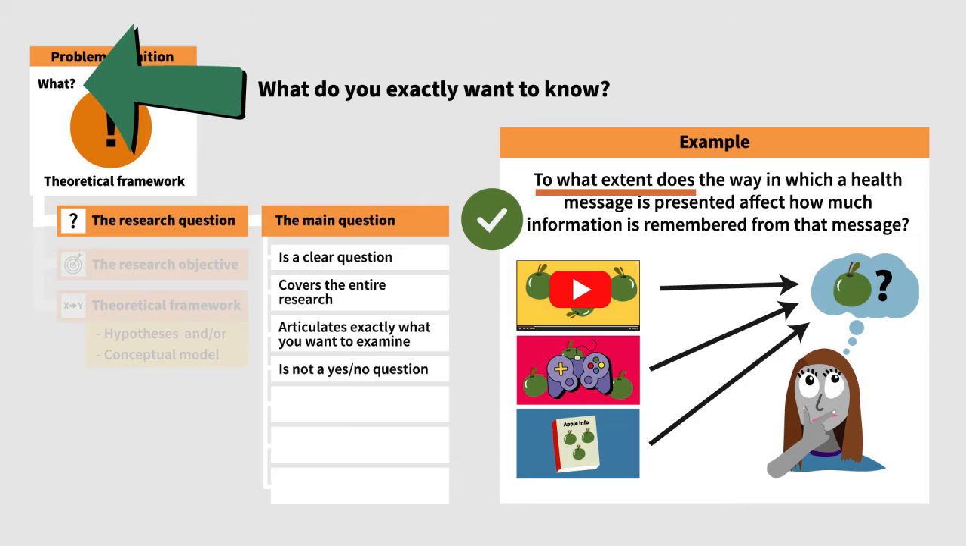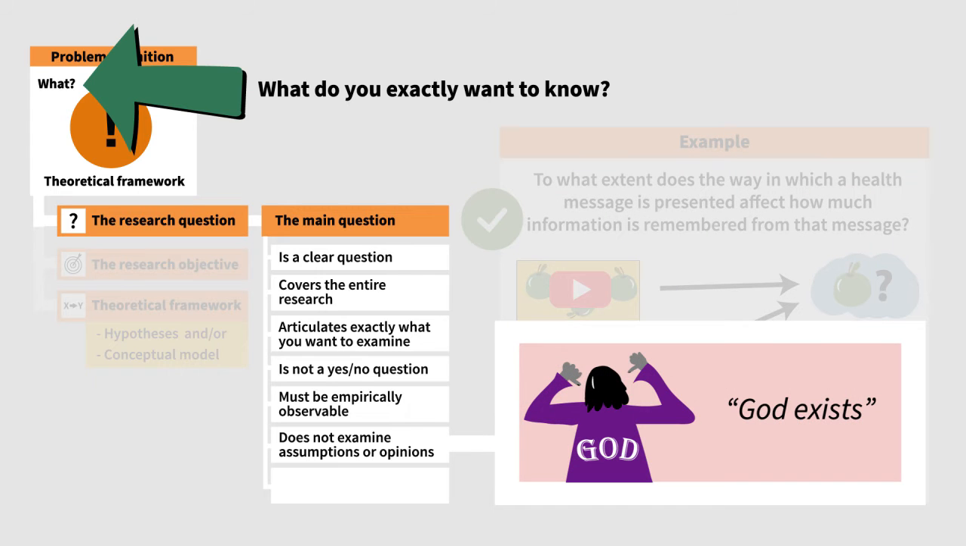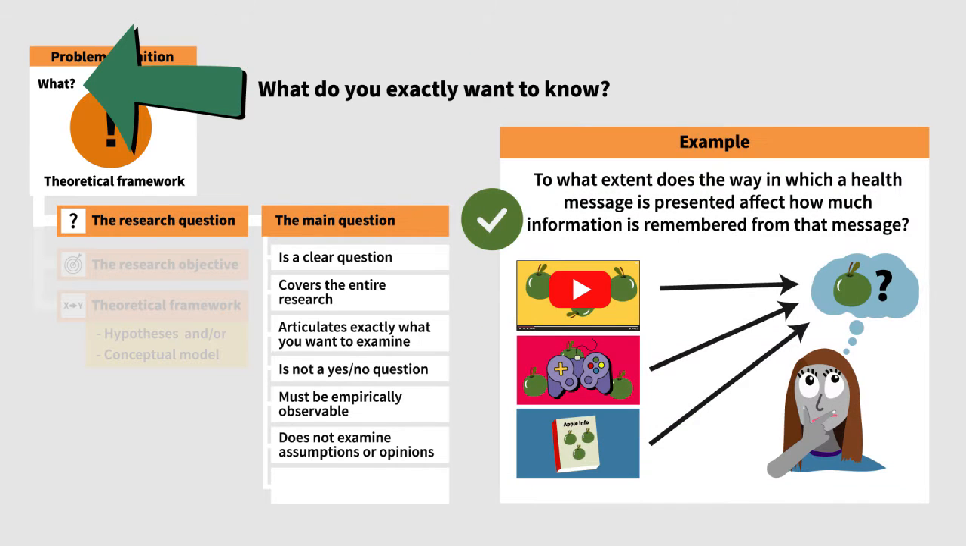In addition, the question must be researchable, which means that it must be empirically observable and contain no assumptions or opinions. Philosophical questions, questions in which you want to confirm or refute an opinion, or questions of faith, therefore fall off. Finally, you must be able to investigate the question within one scientific study. So the question must not be too large, but also not as small as a survey question.